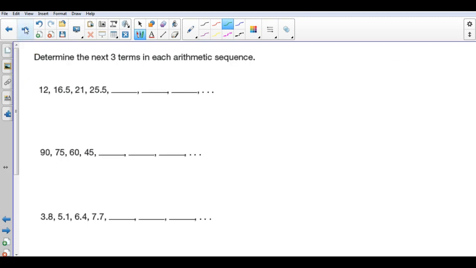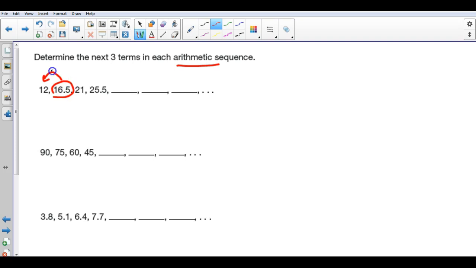Then what we're going to do is use the common difference in these 3 cases, because we are talking about arithmetic sequences, and we're going to find the next 3 terms. They're already telling us in the directions that these are arithmetic sequences. If I want to find the common difference, I want you to take the second number and subtract the first number, and that's going to tell us what we're adding by every time.